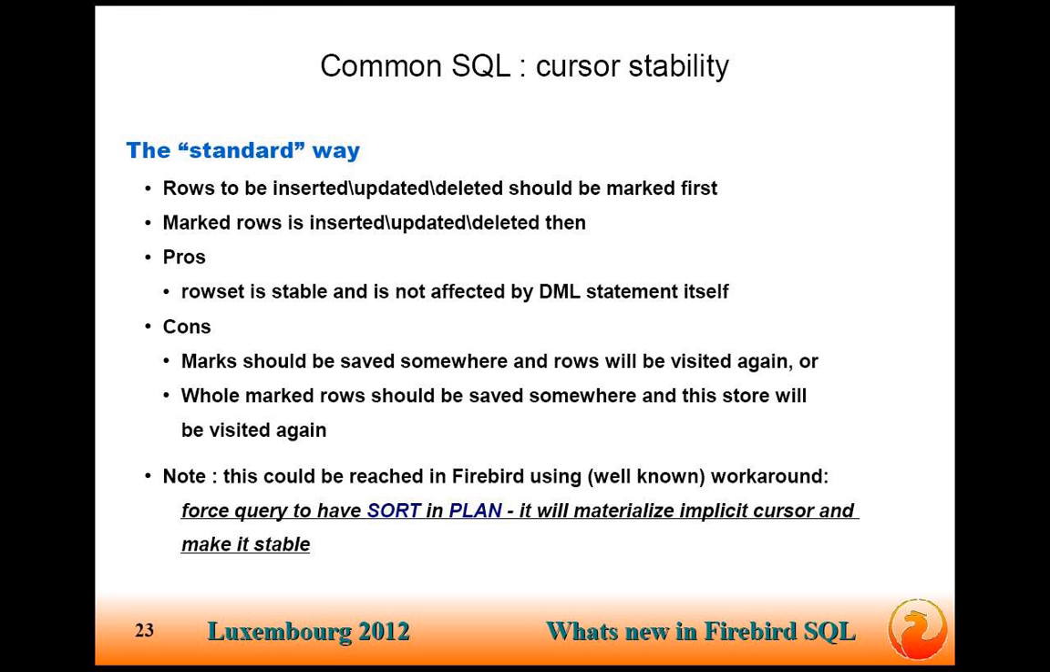And again, this can already be reached in Firebird using a workaround. For example, if you force a sort in the plan, the engine will materialize this implicit cursor. For example, when you run insert into select from, you can add order by in this select. You should ensure that this order by will not use an index, it will be sorted, and in this case the engine will really first produce the sorted result set, and only then will this sorted result set be inserted as new rows. But it will, of course, be much slower than the current approach.